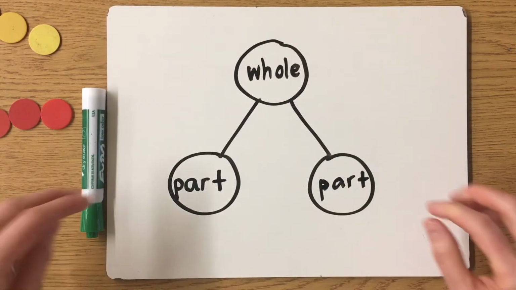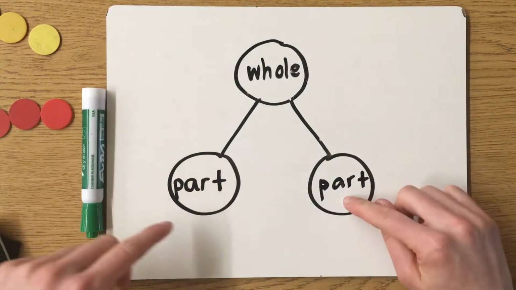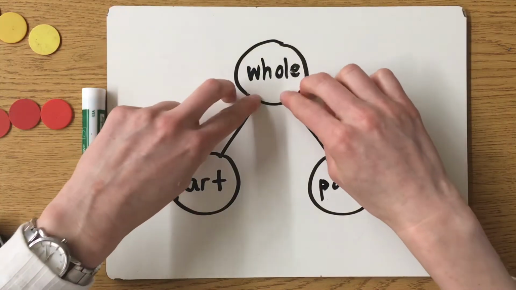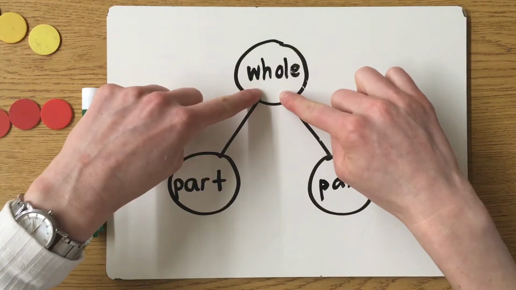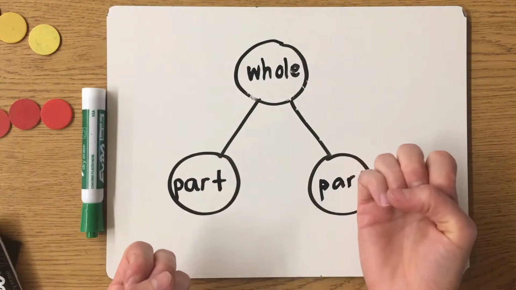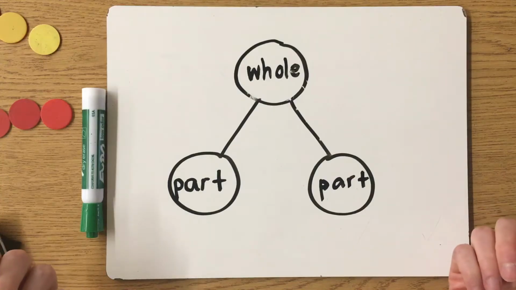Follow the path of the lines. Repeat after me. Part plus part equals whole group. That means when you take one part and put it together with another part, you make a whole group.